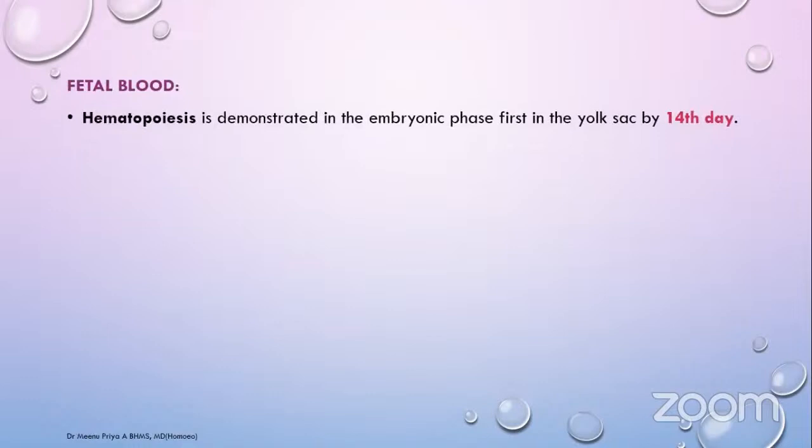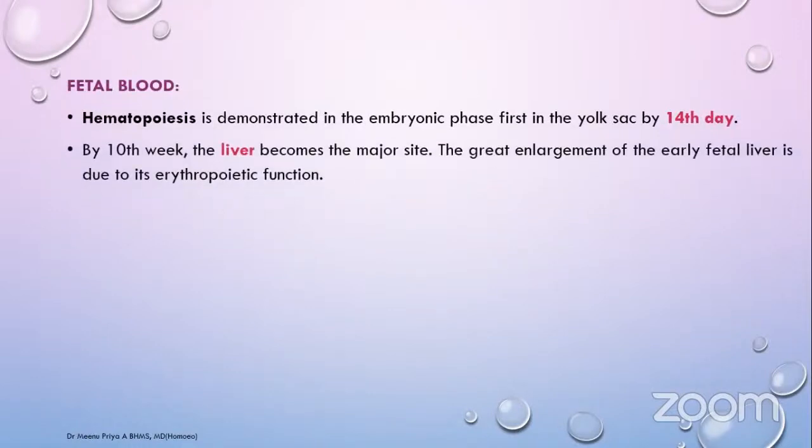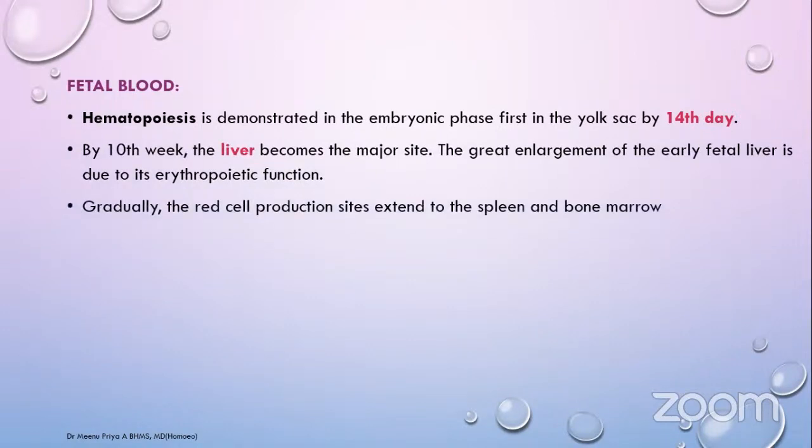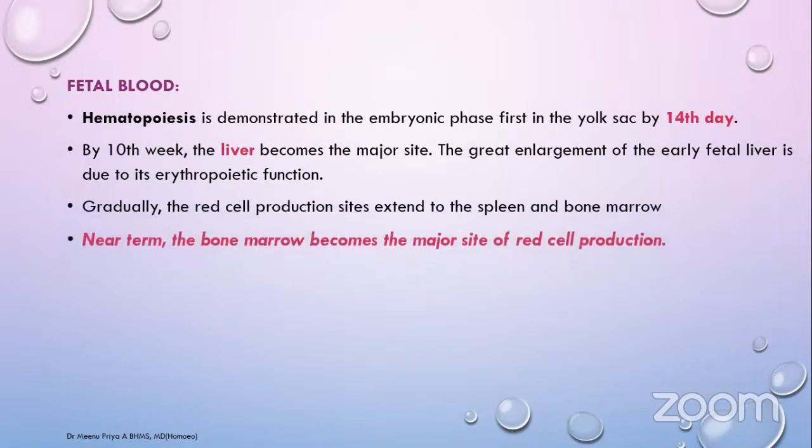Next, fetal blood. Hematopoiesis is demonstrated in the embryonic phase, first in the yolk sac by the 14th day. By the 10th week, the liver becomes the major site, and gradually red cell production extends to the spleen and bone marrow. Near term, this is important, the bone marrow becomes the major site of red cell production.